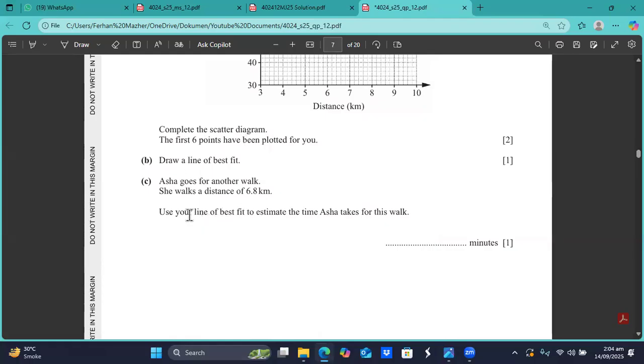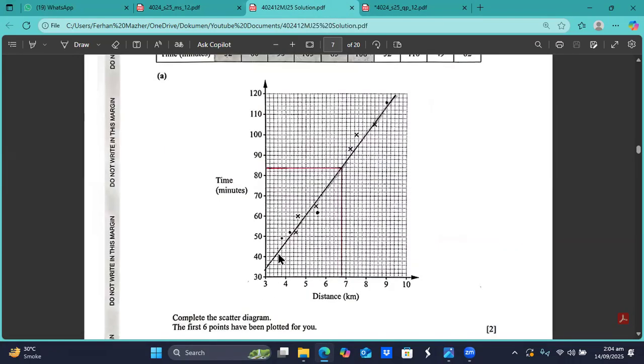Then the question is, draw a line of best fit. So this is how you draw the line of best fit. You try to draw the line in the same pattern, and you make sure that the number of points above the line and the number of points below the line are the same, and that the approximate perpendicular distances of the points above and below should be the same. You need to make sure of that.